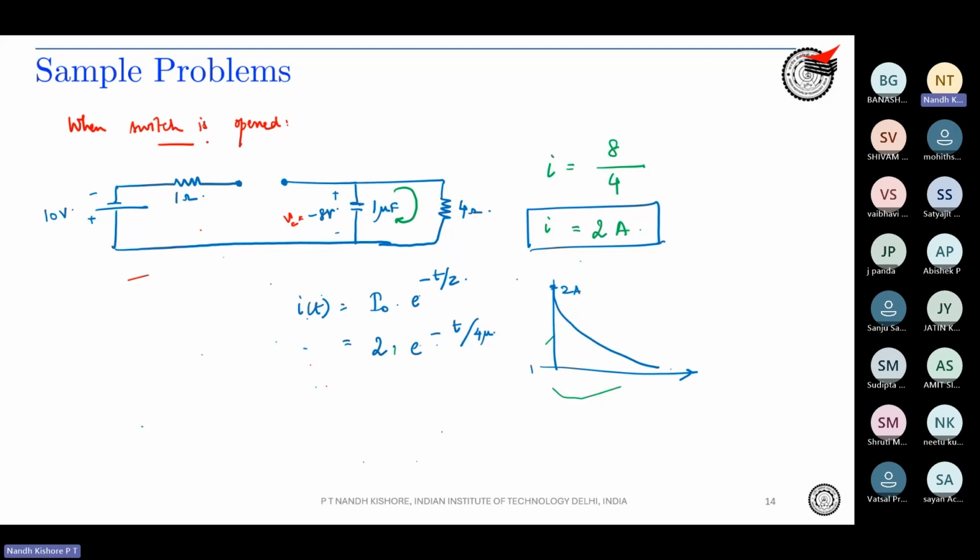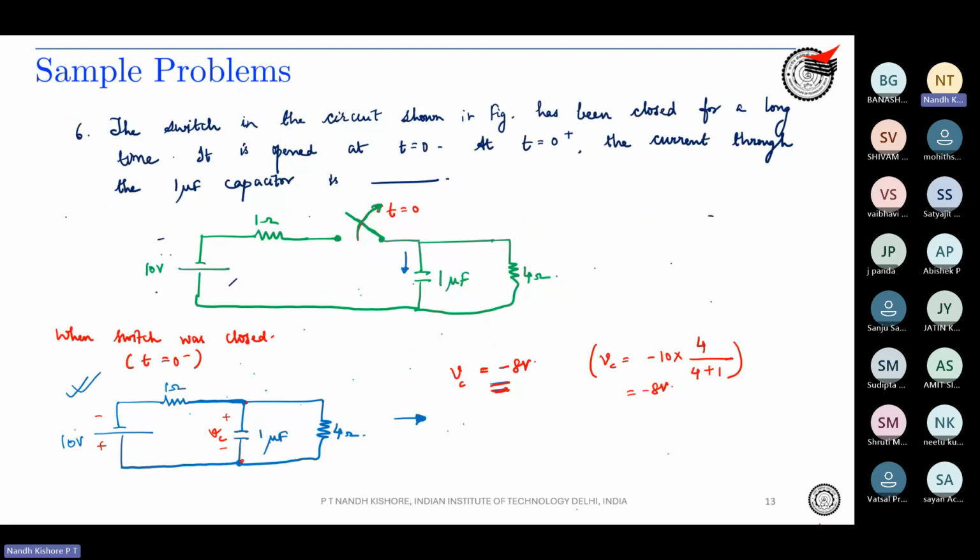Once the switch is opened, you see the circuit once again. When the switch was closed, this was the equivalent circuit.